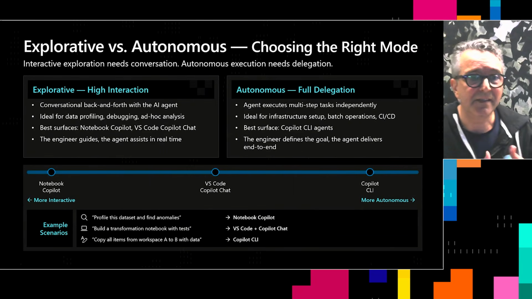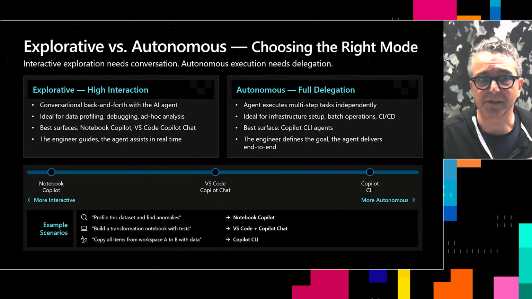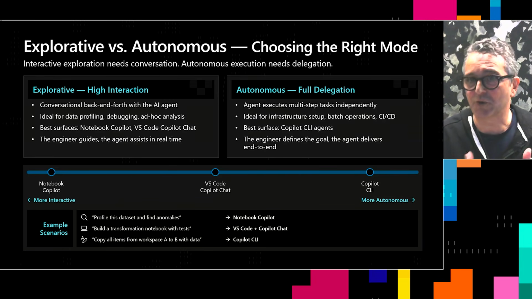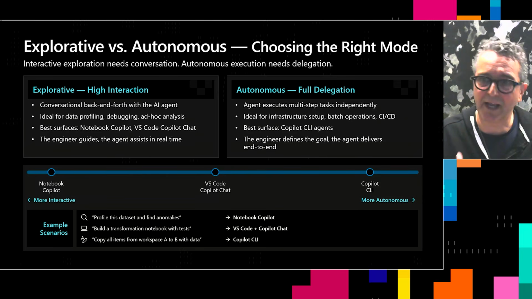Not every task needs the same AI experience. For exploration, debugging, and ad hoc analysis, you usually want a conversational flow where you stay close to the data and guide the AI step by step. For more repeatable or operational work, you may want to delegate more of the execution while reviewing the plan and results. The key point is simple: match the AI interaction model to the task and keep the engineer in control of the important decisions.